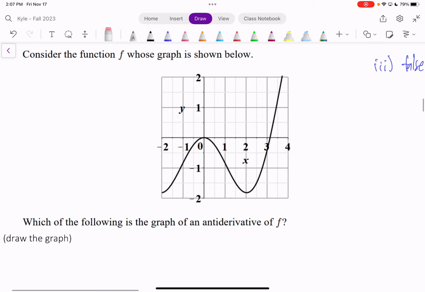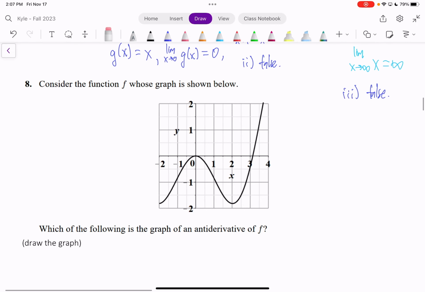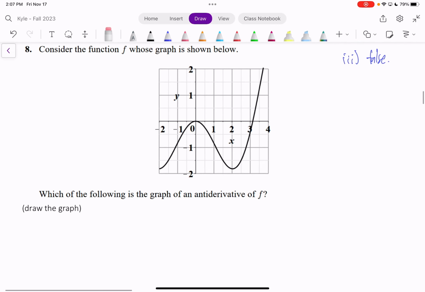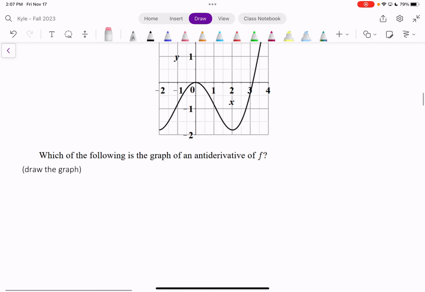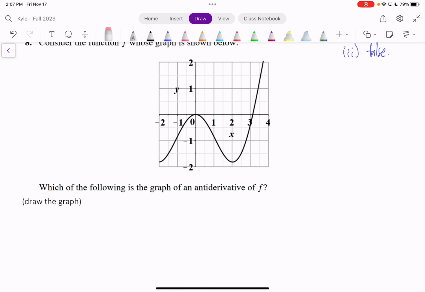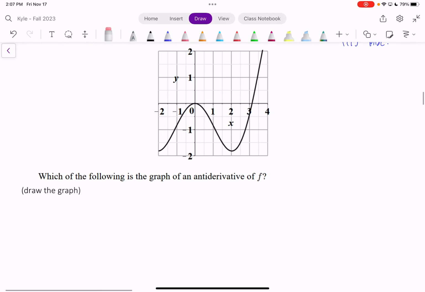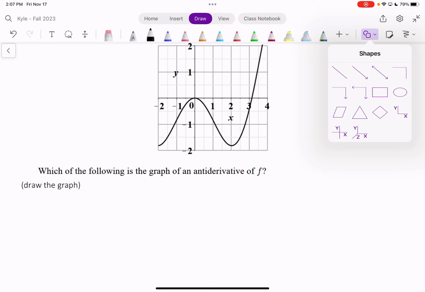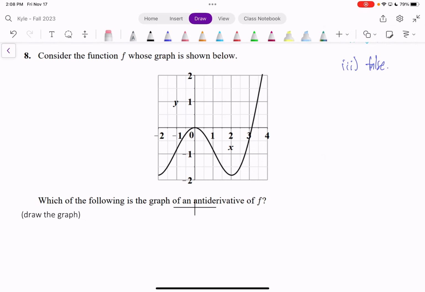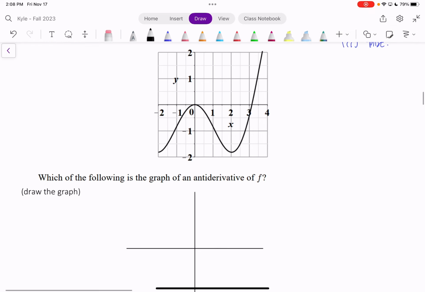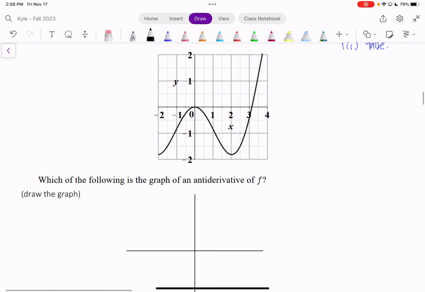So let's take a look at question 8 here. It says, consider the function f whose graph is shown below. And it asks us to draw a graph of the antiderivative. So normally you would get the graphs, but let's try and draw it ourselves. So let's get some coordinate axes here. Now we know that the derivative of the graph we draw should give us this.